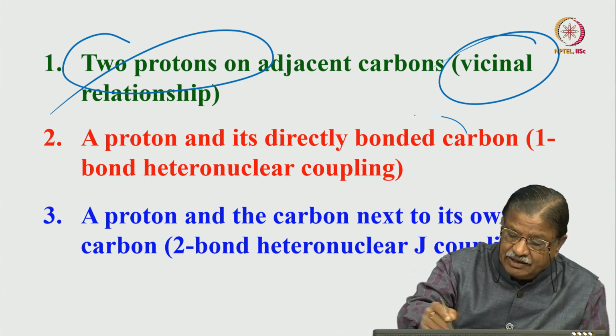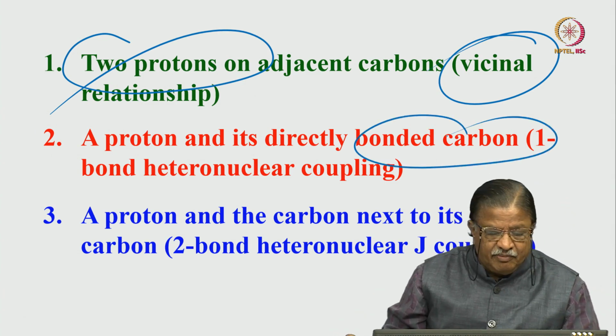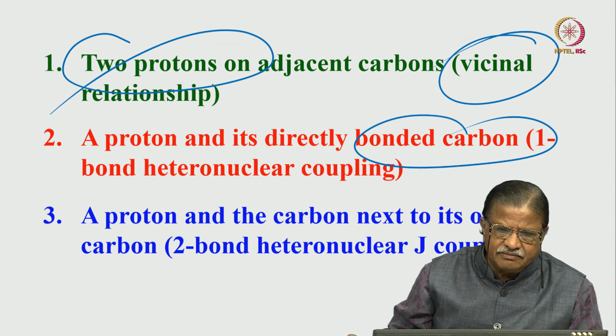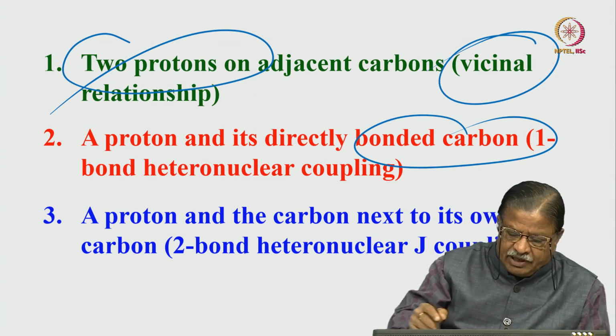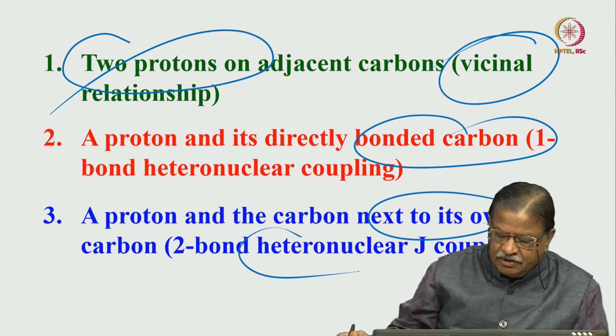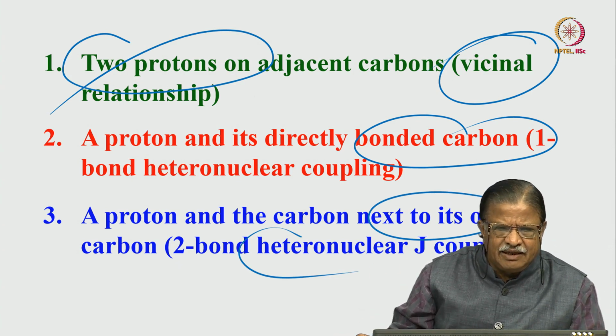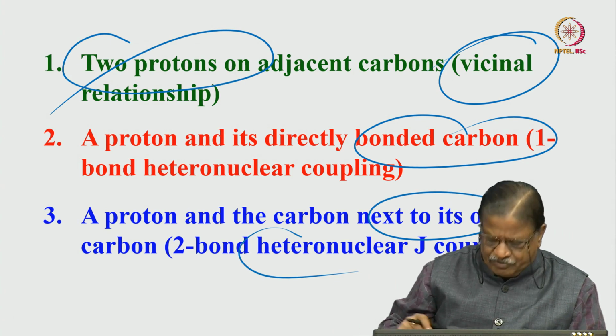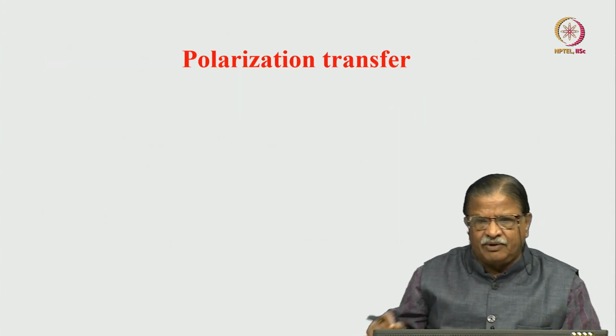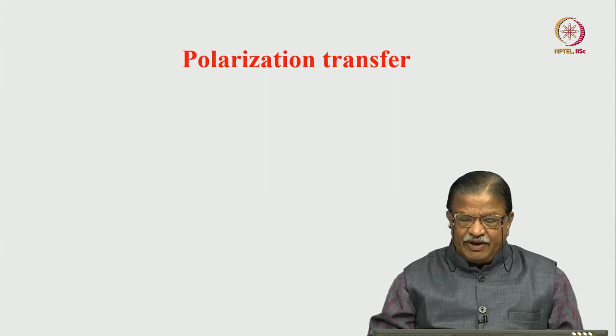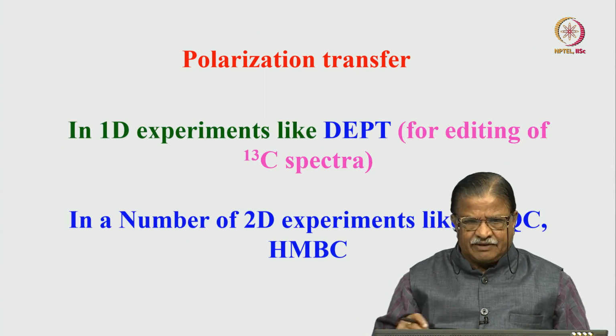And proton, it is directly bonded carbon, one bond heteronuclear coupling, that's also possible. A proton and the carbon next to its own carbon, two bond heteronuclear coupling. Varieties of possibilities we can think of: vicinal, two bond coupling, three bond coupling, all those, one bond heteronuclear coupling, everywhere you can do that. So this is a very important concept, the polarization transfer.